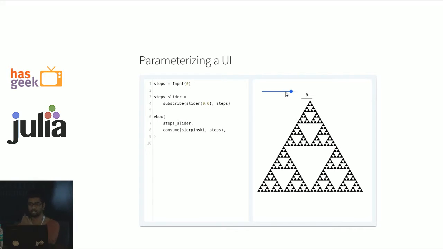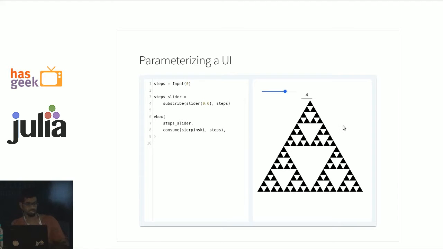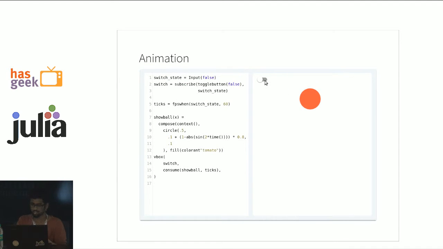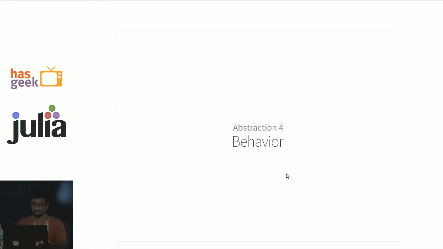Right now, I just parameterized my Sierpinski triangle with this slider. So I'm just drawing. Okay, I'm almost done. So that's an animation, and it's controlled by the switch. That's all the code that was required to make that.